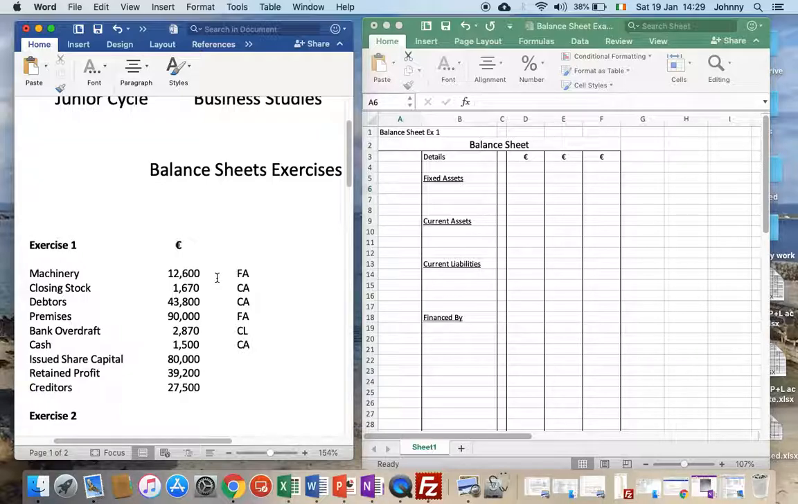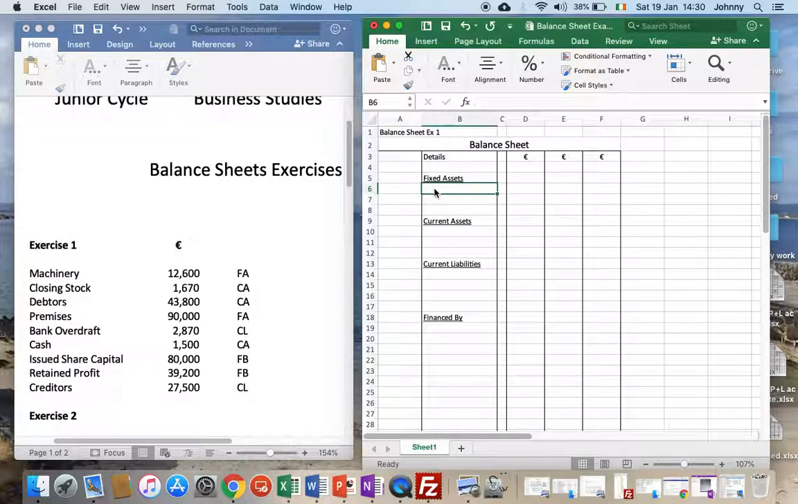Issued share capital. One of the main ways of financing a business. So that goes into finance by. Retained profit, so this is profit we've kept in the business. We're going to use that to pay for other things for the business. So that's also finance by. And creditors, people we owe money to. So they're going to pay them fairly soon. So that's a current liability. So we've now labeled where they go and now we put them into the question. So machinery goes up here.